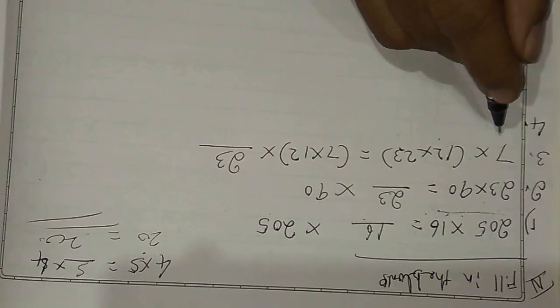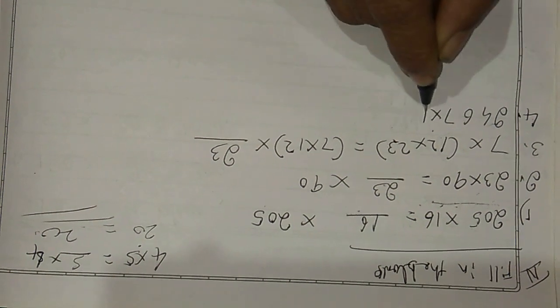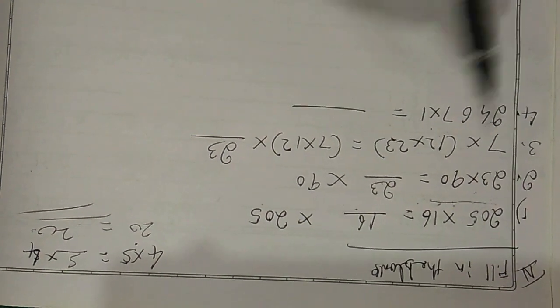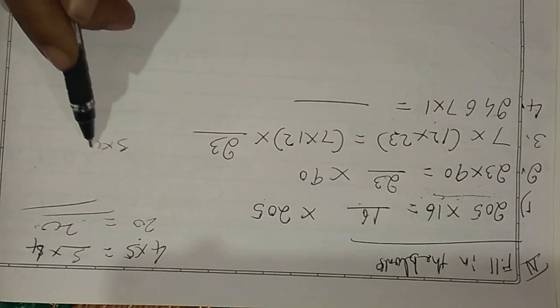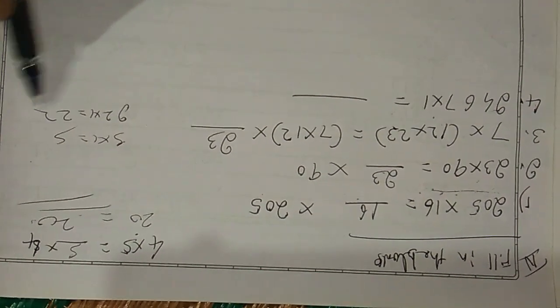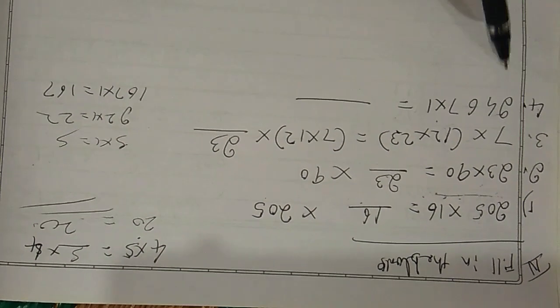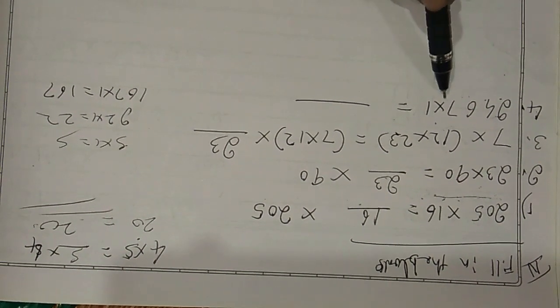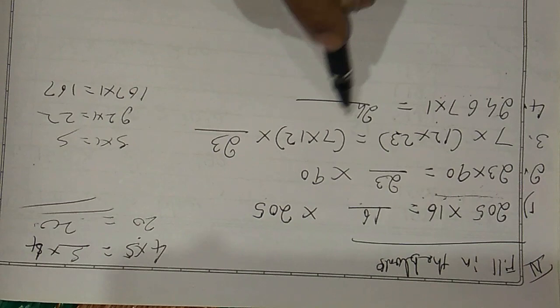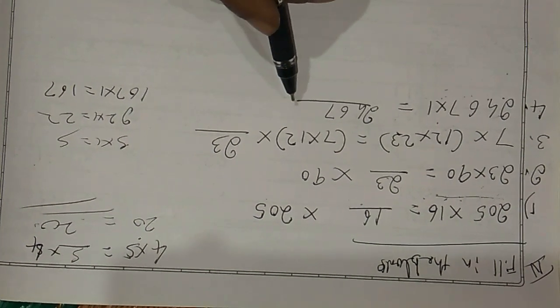So fourth one, 2467 into 1 is equal to dash. So you know that any number, see, 5 ones are 5, 22 ones are 22, 167 ones are 167, like that. 2467 ones are 2467. Any number multiplied by 1 is the number itself, that will be the answer.